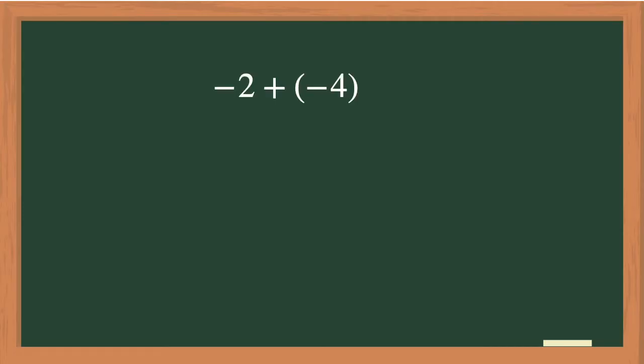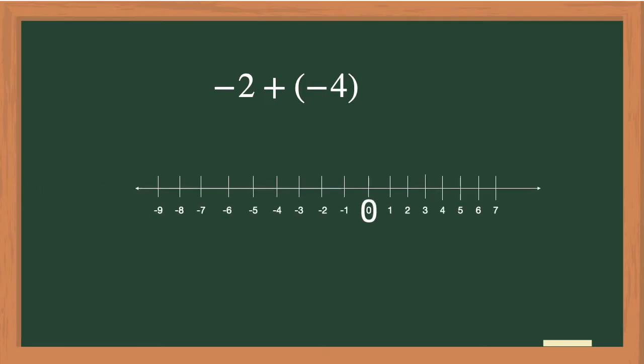Now let's take a look at this example. We have negative 2 plus negative 4. First, I'll find the 0 on the number line, and then looking at my first term of negative 2, I'll look 2 places to the left of 0 this time and place my marker at negative 2. The next term in this expression is negative 4. Since the 4 is negative, I will need to move 4 spaces to the left on the number line.